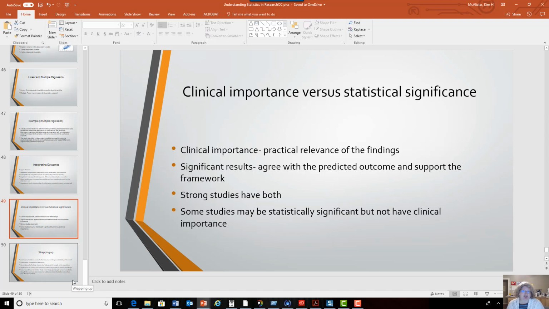Understand, especially in nursing research, you want to think about clinical importance versus statistical significance. Clinical importance means that there's a practical relevance of the finding to practice. Significant results agree with the predicted outcome and support the framework. So strong studies for nursing are going to have both: they're going to be clinically important and statistically significant. Some studies could be statistically significant but have no clinical importance.